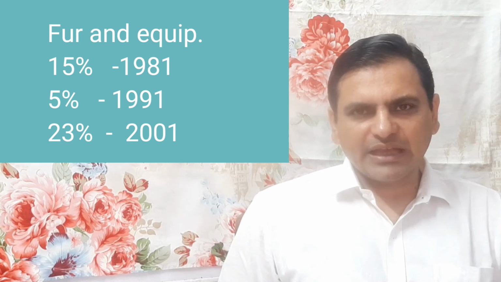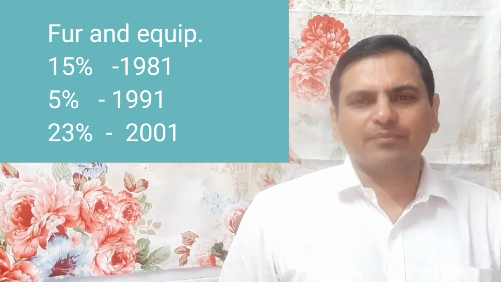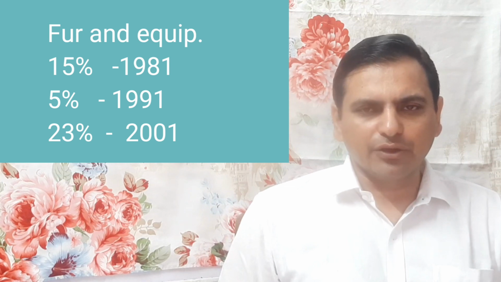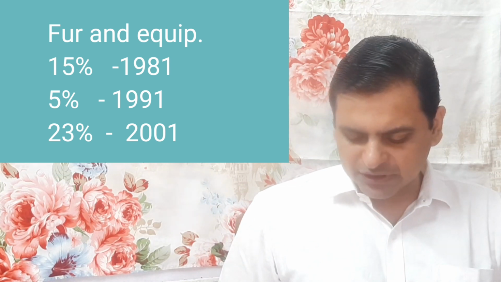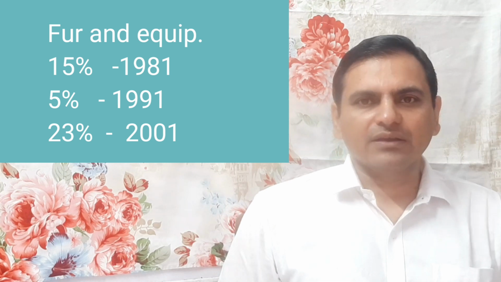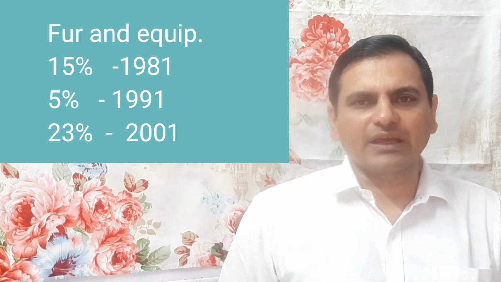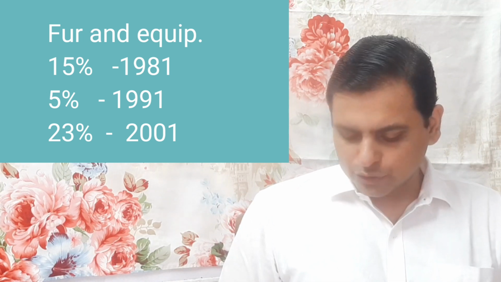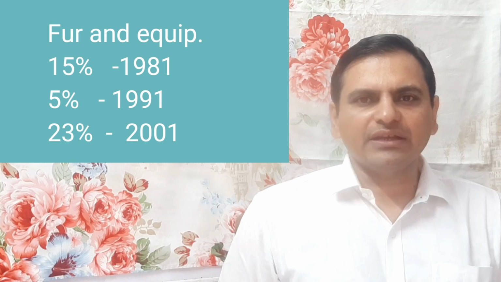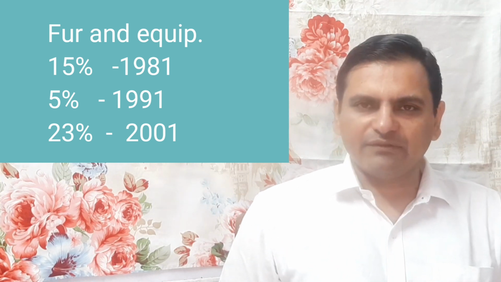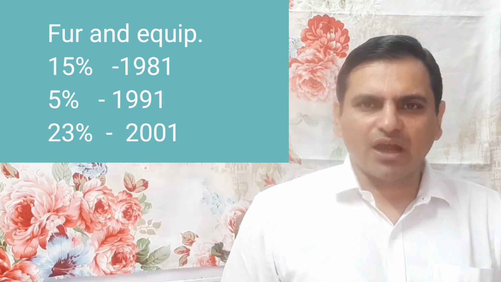Now coming to our last expenditure, furniture and equipment. In this case, the expenditure in 1991 as compared to 1981 reduced by 10%, but after that it nearly increased 5 times. Why am I saying nearly? Because 5 5s are 25, and it has been given as 23%. So students, we can see that it increased by nearly 5 times. So this is how you have to explain the graph.